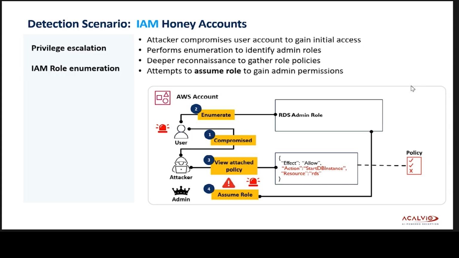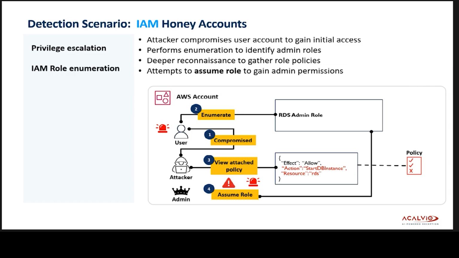Okay, the first thing is, again, the attacker compromises a user account. Now, this is the standard OpSec mode, and once they do that, they perform enumeration to identify admin roles. They are looking for something. They are looking for admin roles. The next thing is they do a deep reconnaissance to gather the role policies, because they want to know where there's a vulnerability, or which particular user can be exploited. And they want to do an assume role to that particular access or admin permission to escalate privileges. Again, this is in the cloud.